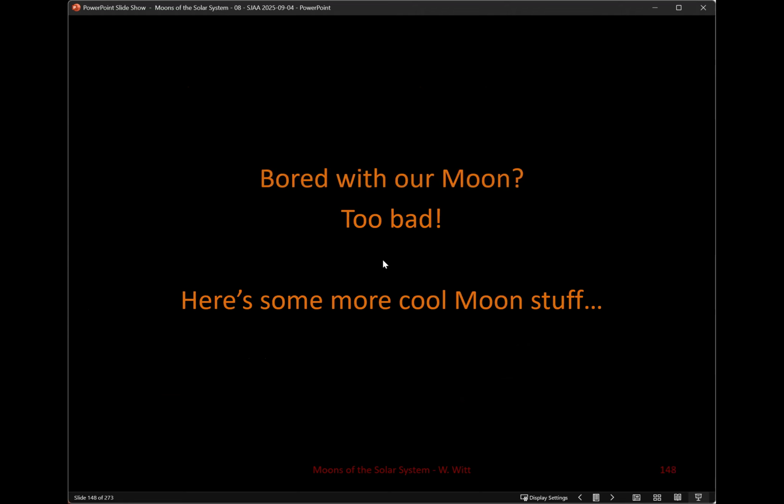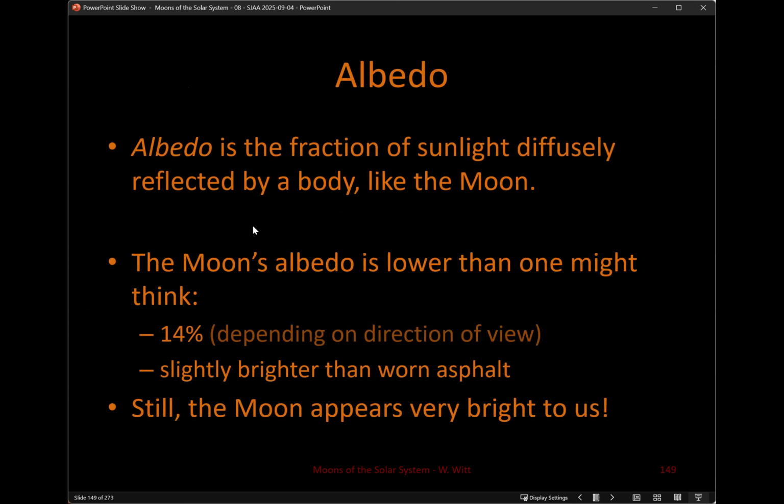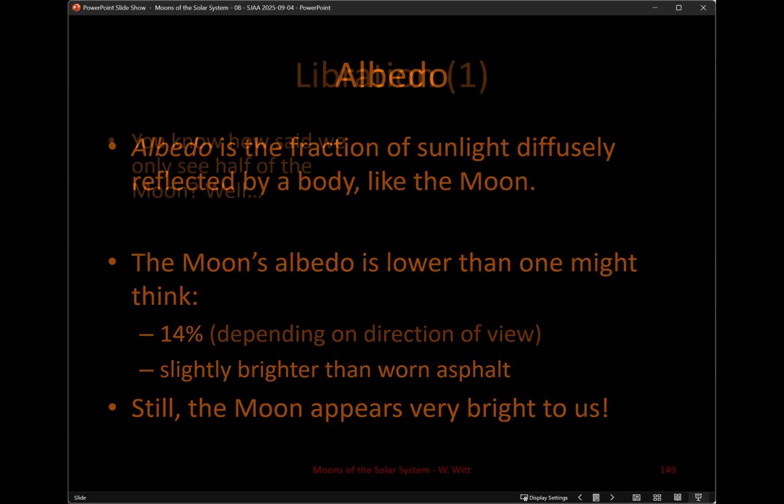So I don't know if you're bored with our moon yet, but too bad. There's a couple more things I want to say before we go off to other moons. An important term that comes up in the context of our moon is albedo. Albedo is the fraction of sunlight that's diffusely reflected by a body like our moon. And we often think of the moon as being really bright, and I think so too. It appears very bright. But the moon's albedo is actually lower than one might think. We say it's 14%, so it only reflects about 14% of the sunlight that's bouncing off it. And really, that's just brighter than slightly worn asphalt. But because the moon is sitting in the black background sky, we perceive it as quite bright.